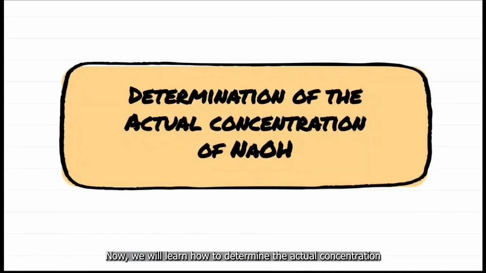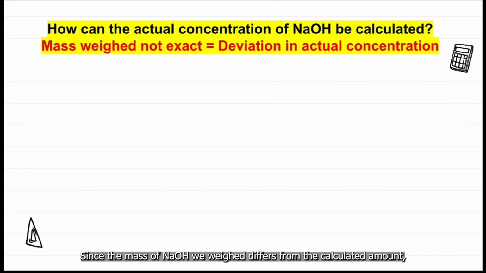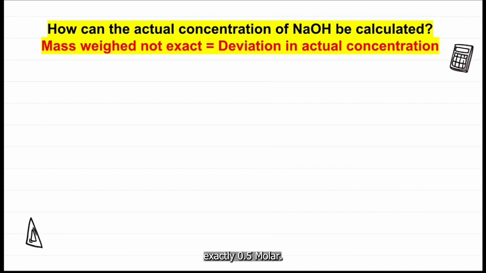Now, we will learn how to determine the actual concentration of the sodium hydroxide solution prepared. Since the mass of NaOH we weighed differs from the calculated amount, there will be a slight deviation in the concentration of sodium hydroxide. This means that the concentration now will not be exactly 0.5 molar.